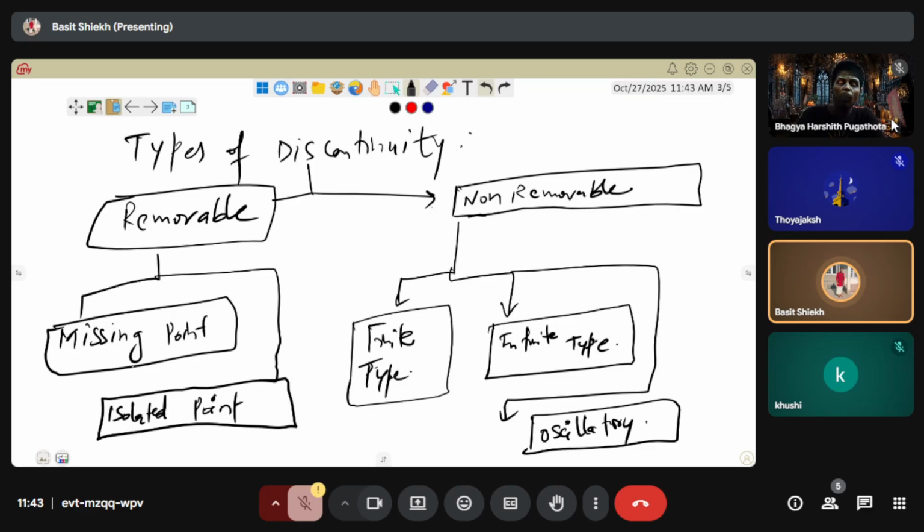Missing point means at that point our function is not defined.